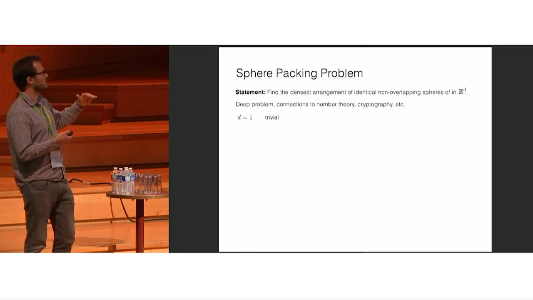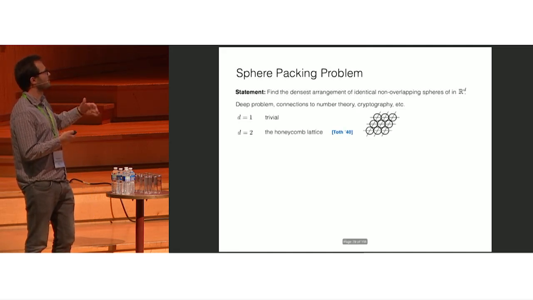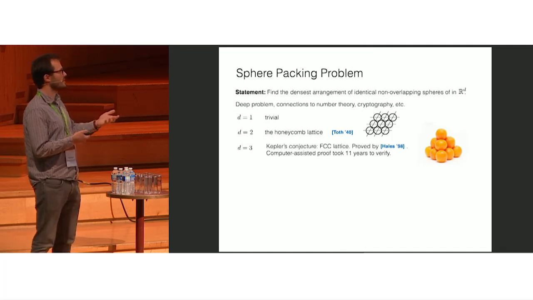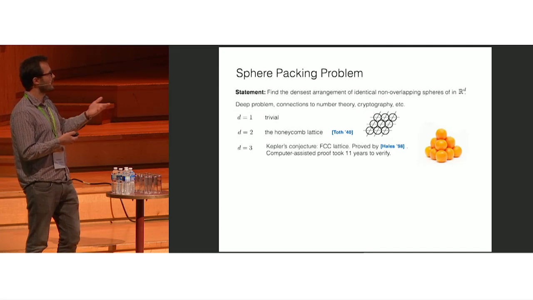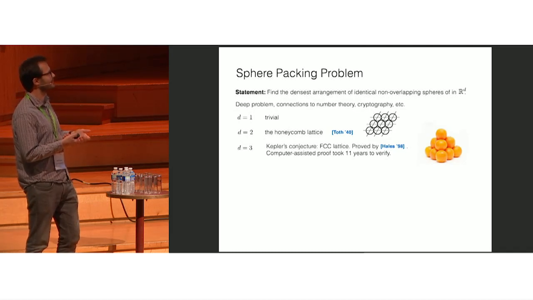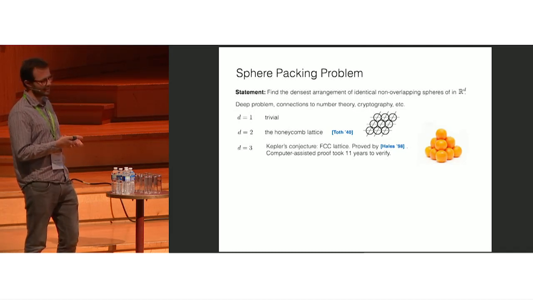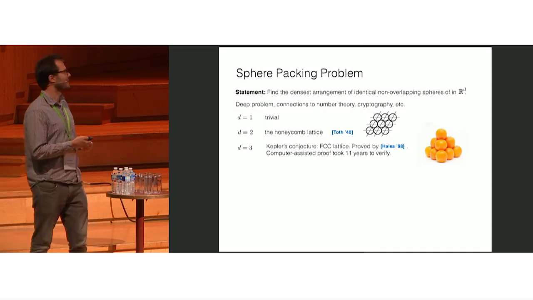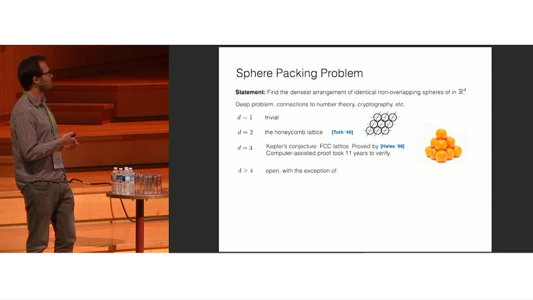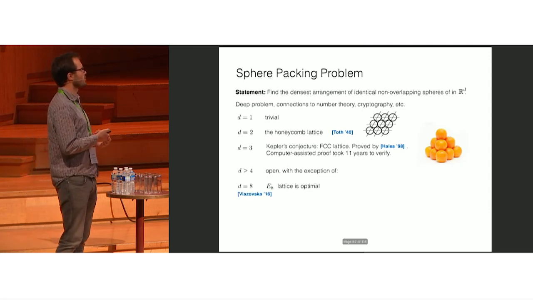In one dimension, the problem is trivial. In two dimensions, the solution is the honeycomb lattice. In three dimensions, it's already a bit harder to prove. Kepler's conjecture states that it's the face-centered cubic lattice, as was proven by Hales in 1998. It took computers 11 years to verify this proof, so it's getting quite hard in three dimensions. And in fact, in more than three dimensions, the problem is open, with the exception of two cases.